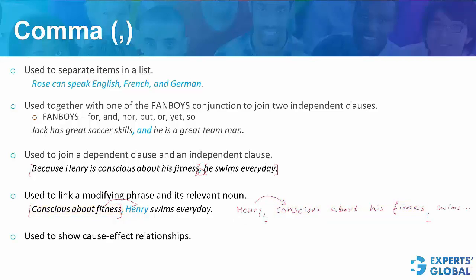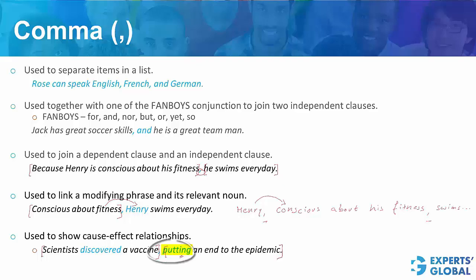Next usage of a comma is to show cause-effect relationships. Let's understand this through an example. You see, this part of the sentence is the cause. "Scientists discovered a vaccine," and the following part is the effect. So, cause, comma, effect. This construction, introduction of a present participle, the verb plus ing after a comma shows a cause-effect relationship. Otherwise, imagine multiple words would be needed. Something like, "scientists discovered a vaccine and as a result, put an end to the epidemic." This construction here, simply a comma and then a present participle, concisely conveys a cause-effect relationship.